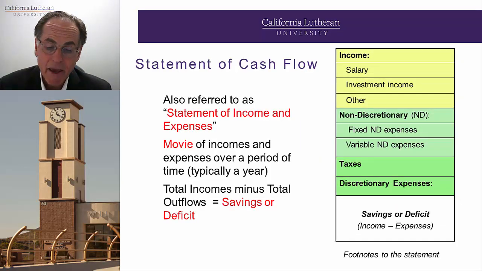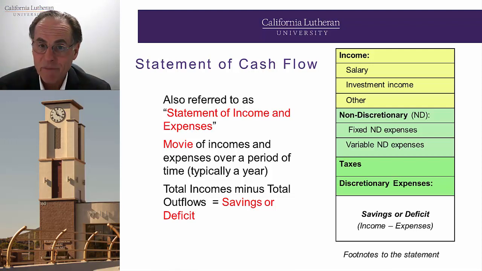The statement of cash flow may also be referred to as the statement of income and expenses, or perhaps just the income statement. This document provides a movie of the client's cash inflows and outflows over a period of time, typically 1 year. It shows the sources and values of income and expenses. As depicted on this slide, the difference between net inflows and net outflows is the savings or the deficit.